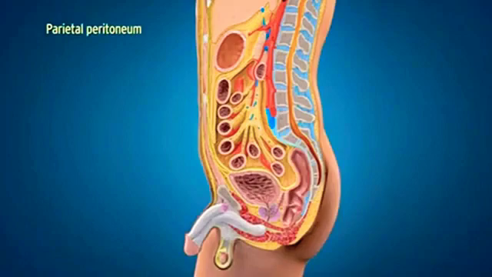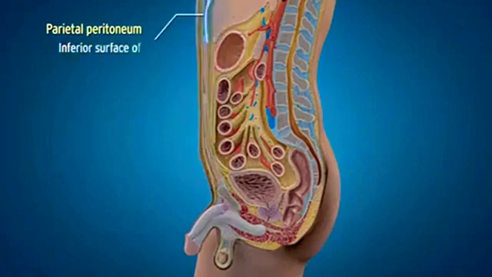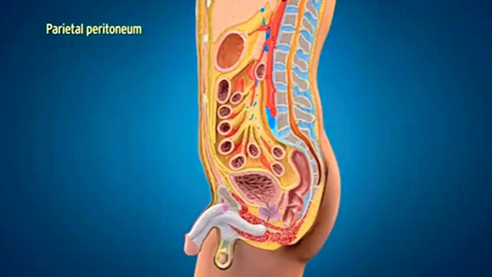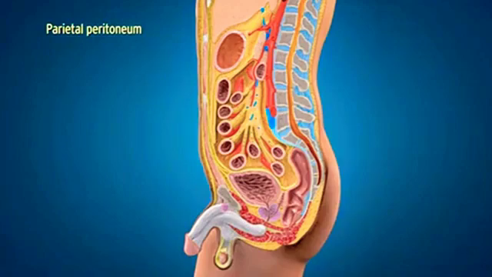Parietal peritoneum. It lines the abdominal wall, pelvic wall, and inferior surface of diaphragm. It is separated from these structures by extraperitoneal connective tissue. Parietal peritoneum is developed from somatopleuric layer of lateral plate mesoderm. Hence, the blood supply and nerve supply of parietal peritoneum is similar to that of body wall. Since this layer is supplied by somatic nerves, it is sensitive to pain.